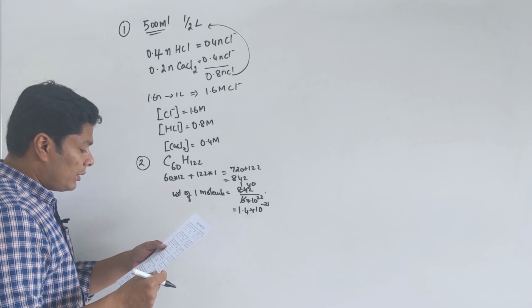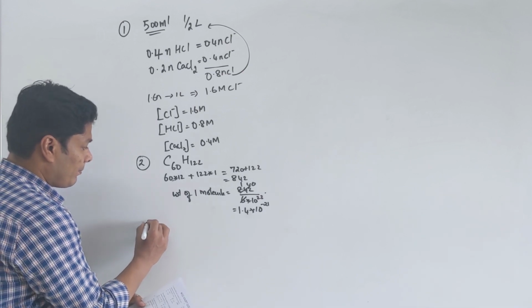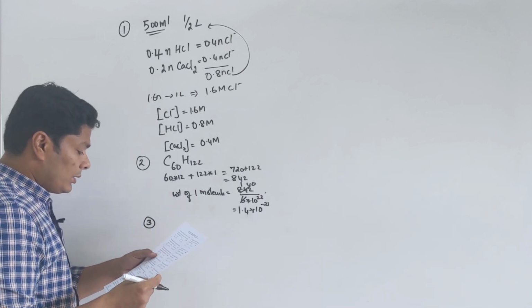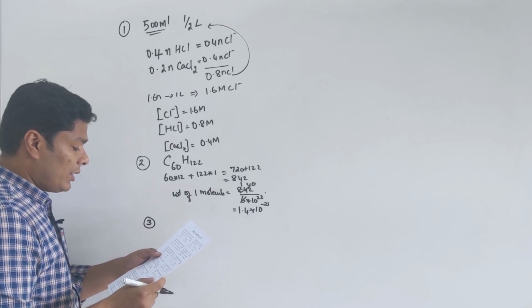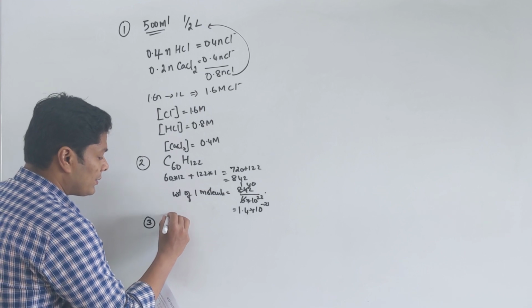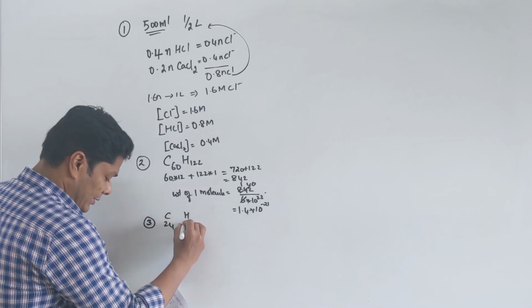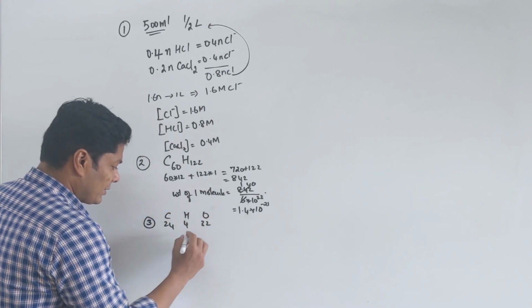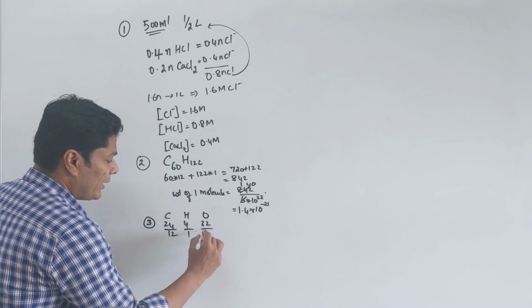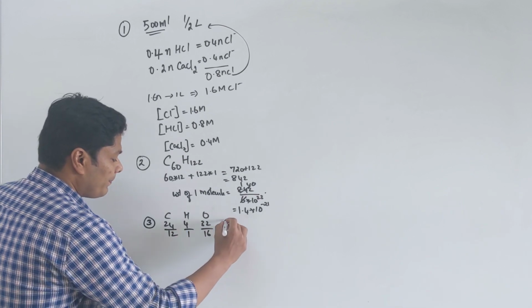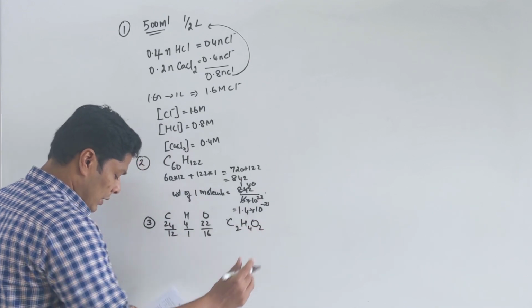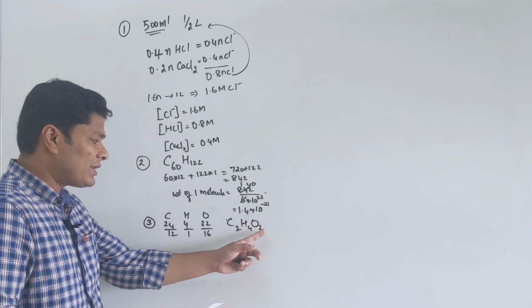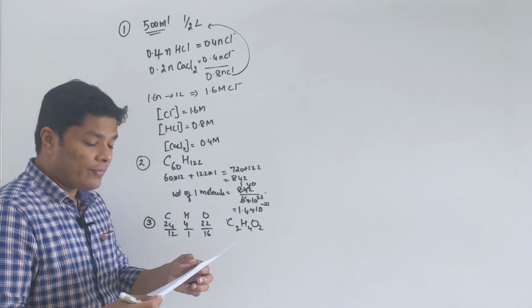Okay, so number 3. 60 grams of an organic compound has analysis 24 grams carbon. So carbon is 24 grams, hydrogen is 4 grams, oxygen is 32 grams. Just divide by their molecular weight. So that is going to be C2H4O2. They are asking about empirical formula, the simplest number, divide all this by 2, you get option alpha.